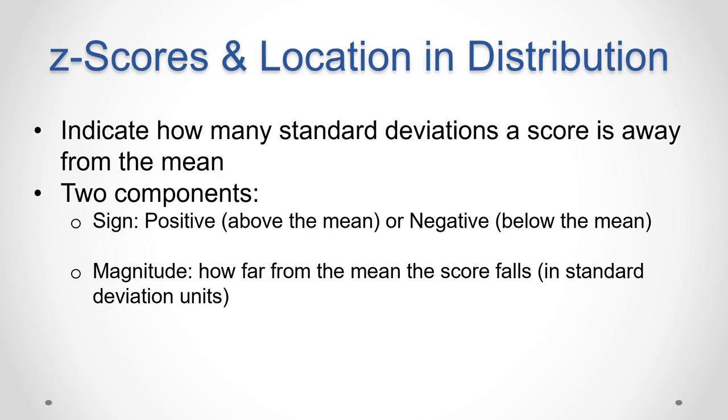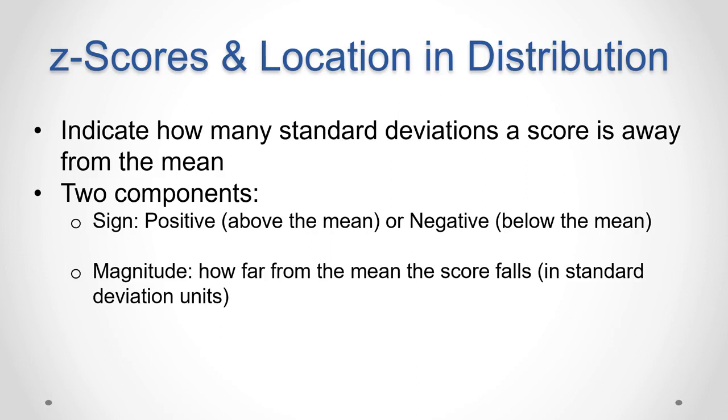The z-score of a data value measures how far specific data values are from the mean in standard deviation units. A z-score tells us how many standard deviations a score is away from the mean and in which direction. There are two components to z-scores. First, the sign. If a z-score is positive, then we know that the score is above the mean. If a z-score is negative, then we know that the score is below the mean.